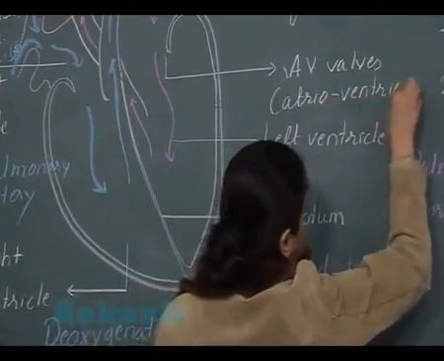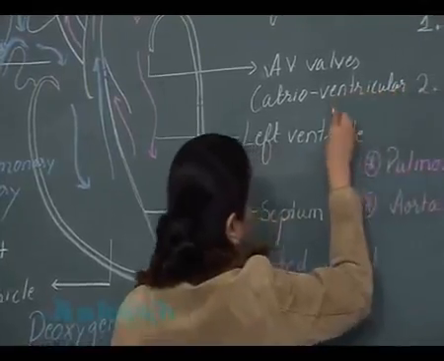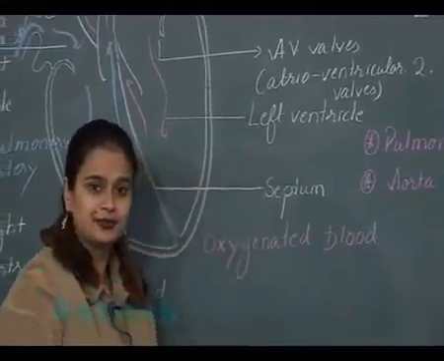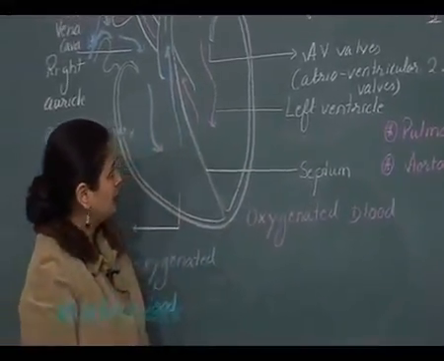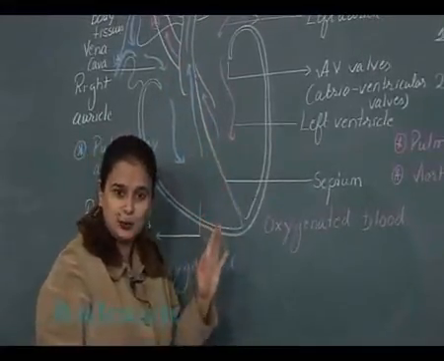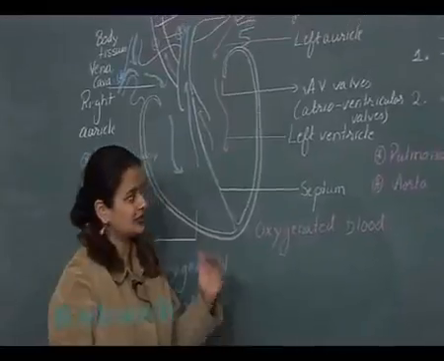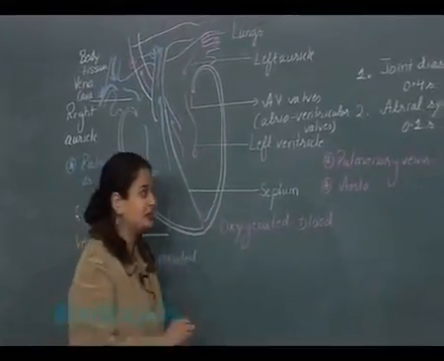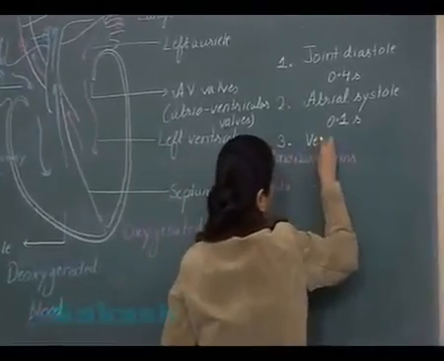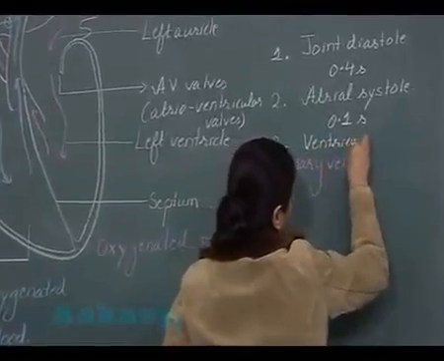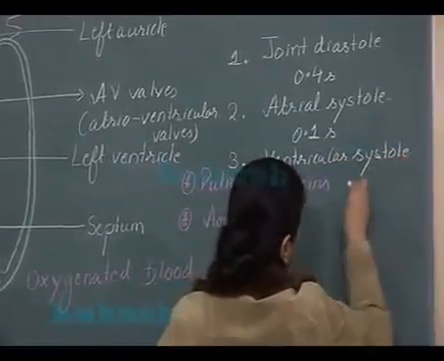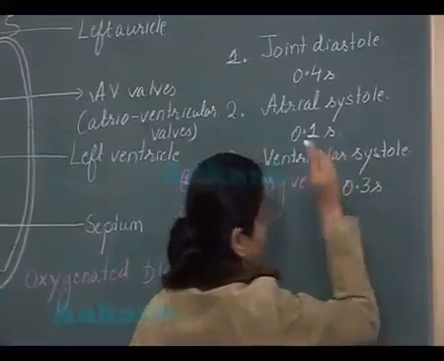atrioventricular valves. Now from the auricles, the blood has been transferred to the ventricles. This has happened in the atrial systole. Now the third phase. In the third phase, now the ventricular systole is going to occur, which is going to last for 0.3 seconds.